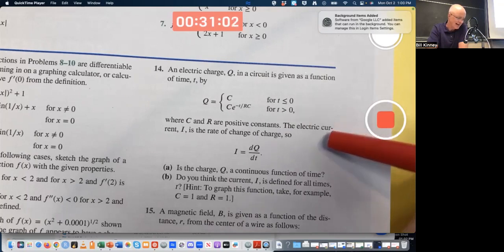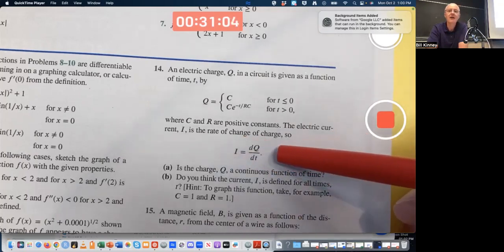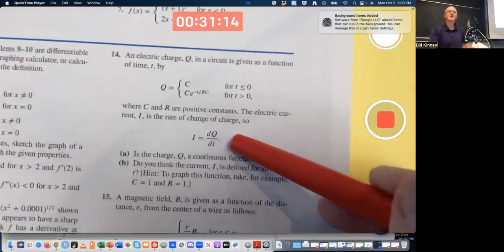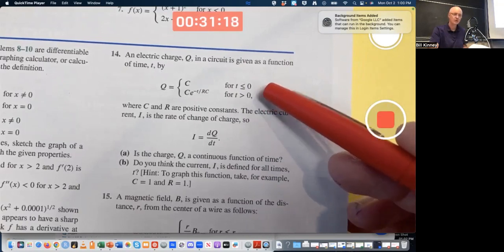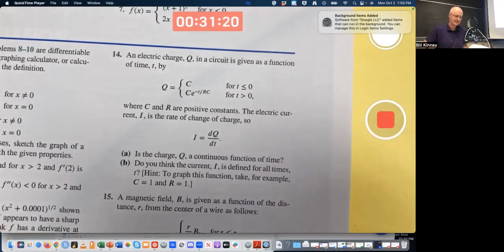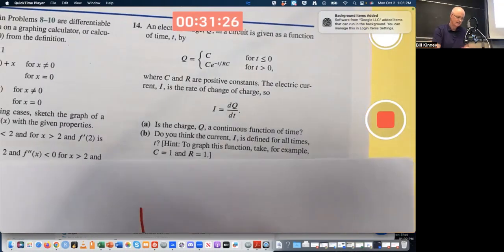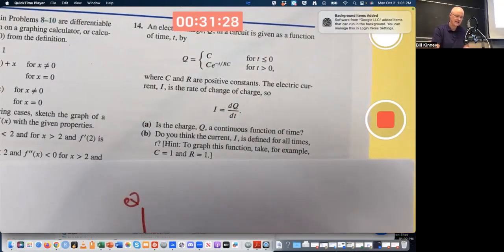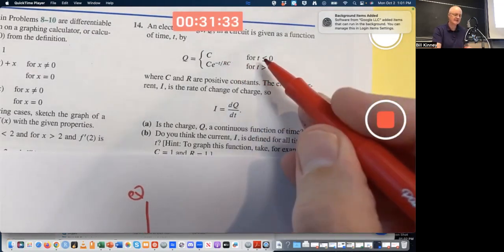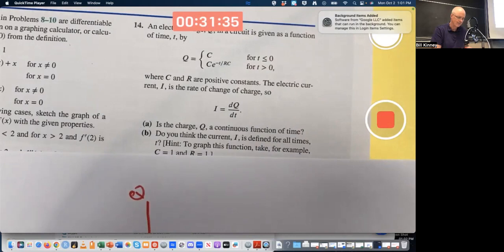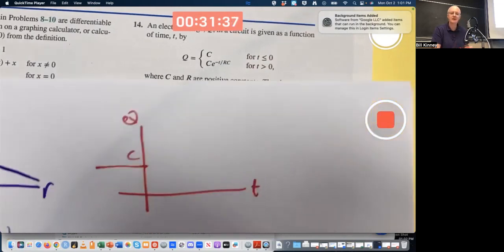The electric current, I, is the derivative of Q with respect to time. Do you need to understand circuits to do this problem? No, not really. You need to understand functions and function formulas and graphs, including the piecewise formula. In this case, Q is a function of t. This is saying Q is constant when t is less than or equal to 0. Some evidently positive constant value, like that.